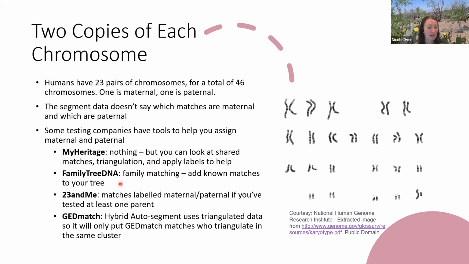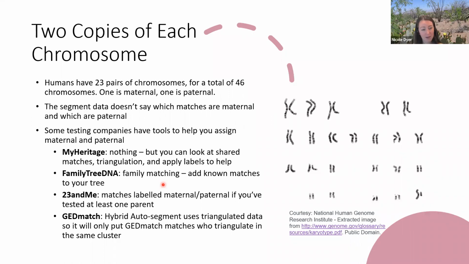FamilyTreeDNA actually does have the maternal and paternal bucketing. It's called family matching. When you add known matches to your tree, each match who also shares segments with that known match is assigned into the maternal or paternal buckets. And that information does come through in the segment data sheet that you download from FamilyTreeDNA.